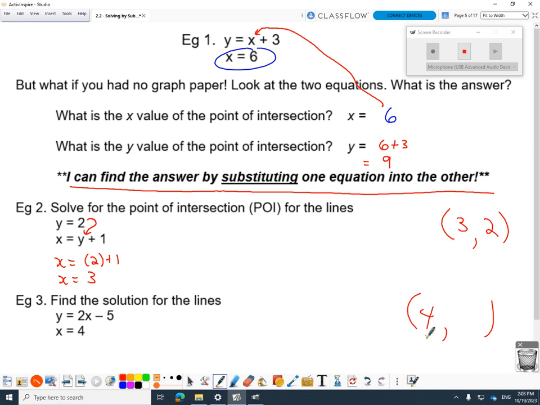Sub it in. Let me write a little more. The other one, I just wrote the arrow, to just get the idea. So when you sub x equals 4 into y equals 2x minus 5, y equals 2 bracket 4 bracket minus 5. And what's 2 times 4? 8. So it'll be y equals 8 minus 5. And that's what? 3.